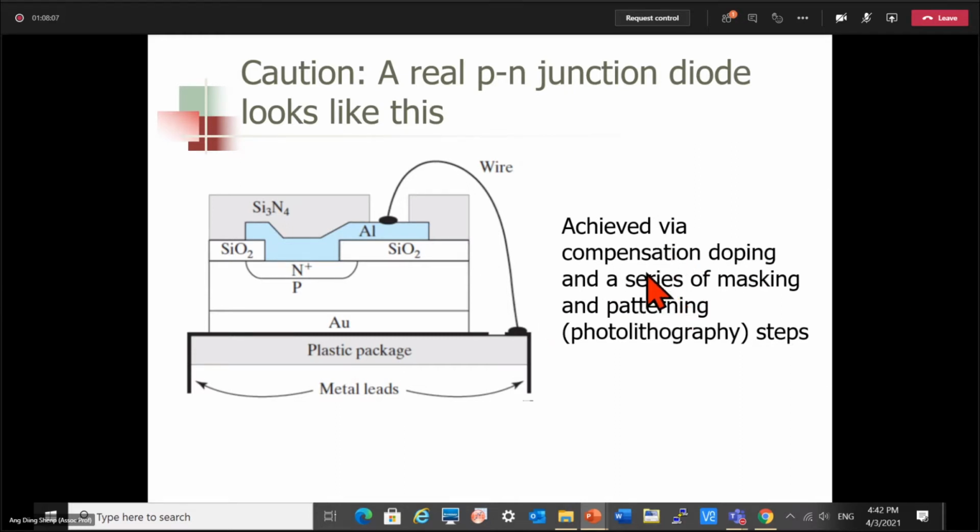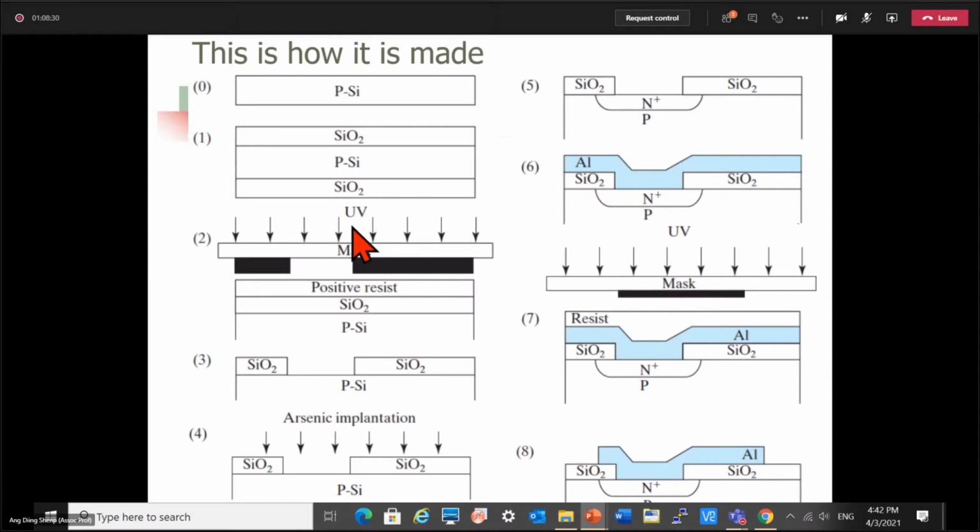Okay, so I think you have heard of compensation doping. Essentially, it allows one doping type to be converted to the other if you add a dopant concentration of the other type, which is higher than the original type. So it works like this basically. On the next slide, I'm going to show you how the fabrication can be done very quickly.